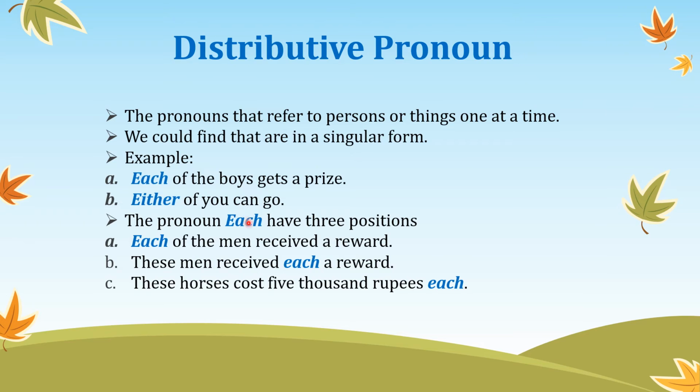The pronoun each has 3 positions. When you use the pronoun each, the word each can be used in 3 different ways in sentences. The first type is each in the first position, at the beginning of the sentence: Each of the men received a reward. Second, it could come anywhere in between the sentence, like here: These men received each a reward. Next, it can come at the end of the sentence, like: These horses cost 5,000 rupees each. So these are some examples. Just to keep in mind, I have listed these 3 positions where each can be placed.